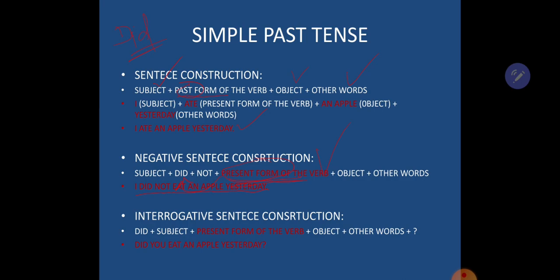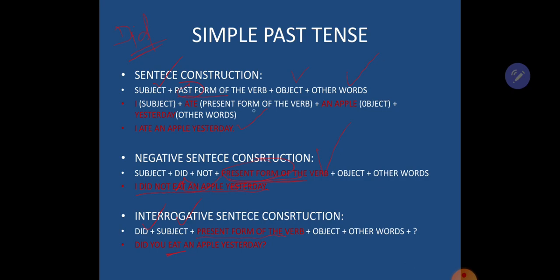The same precaution you have to keep when you make an interrogative sentence in simple past tense. We have already used did at the start: did, then subject, then again the present form of the verb, not the past form, because we have already used did. Did plus subject plus present form of the verb plus object and other words. So the sentence would be like, did you eat an apple yesterday? "Did you ate" is the wrong sentence. So you have to use "did you eat."